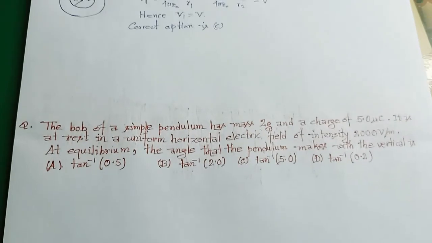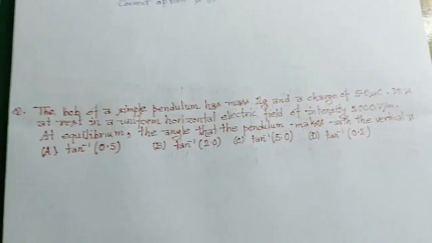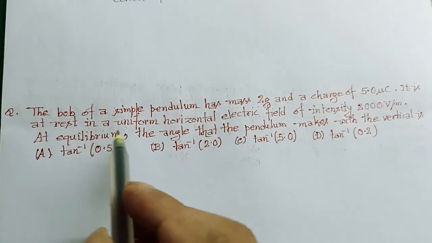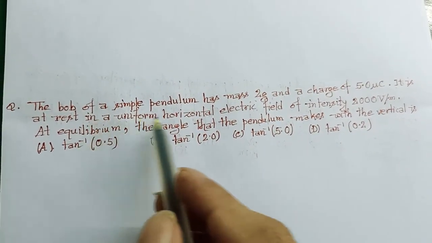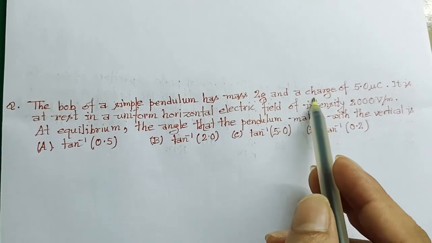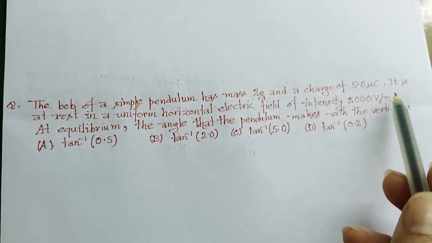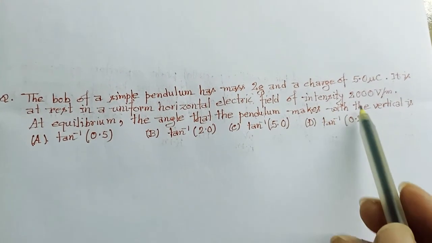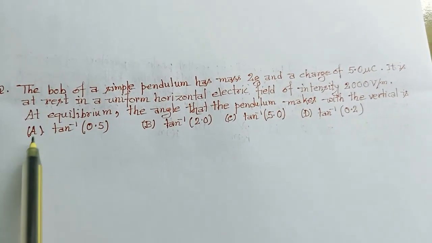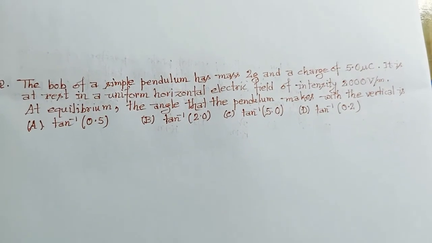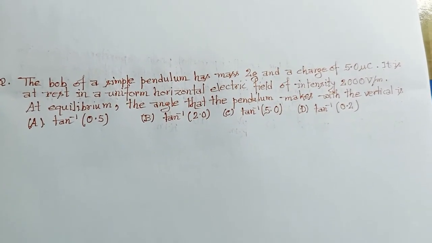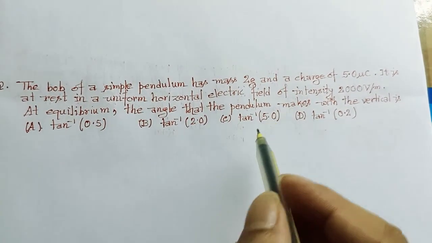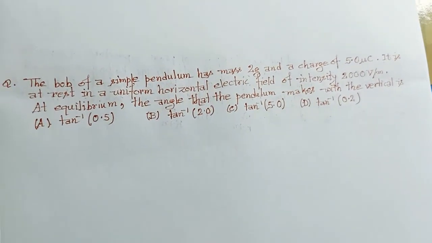Now let's solve a different question from J 2019 from electrostatics. A bob of a simple pendulum has mass 2 gram and a charge of 5 microcoulomb. It is at rest in a uniform horizontal electric field of intensity 2000 volt per meter. At equilibrium, the angle that the pendulum makes with the vertical is: A, tan inverse 0.5; B, tan inverse 2; C, tan inverse 5; D, tan inverse 0.2.